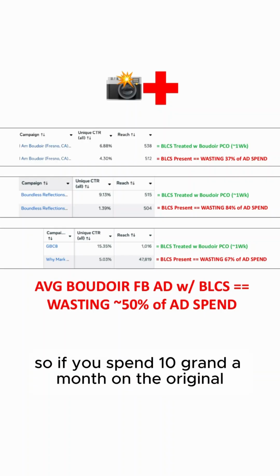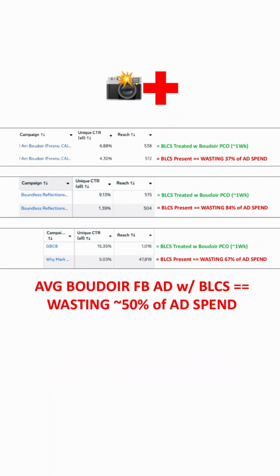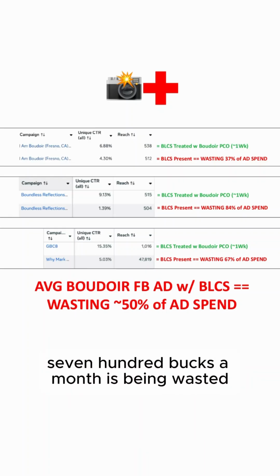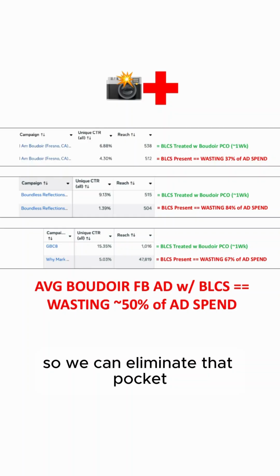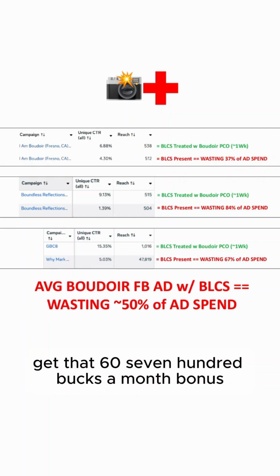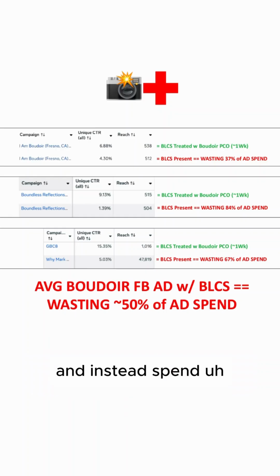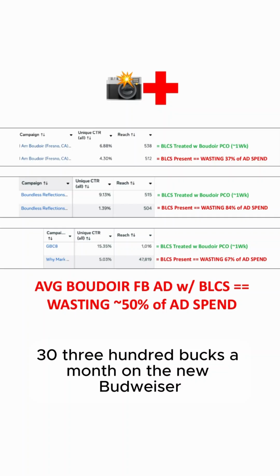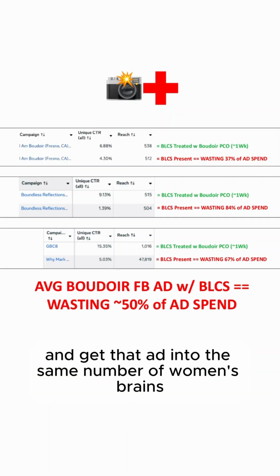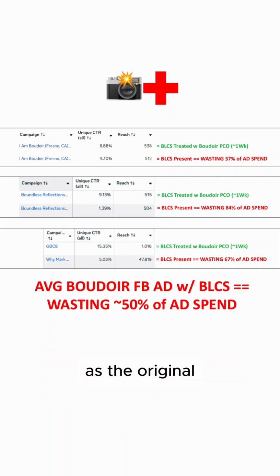So if you spend 10 grand a month on the original Boudoir Facebook ad, now we can reduce it. Basically $6,700 a month is being wasted. So we can eliminate that, pocket that, simply not spend it, get a $6,700 a month bonus, and instead spend $3,300 a month on the new Boudoir Pico treated Facebook ad, and get that ad into the same number of women's brains as the original.